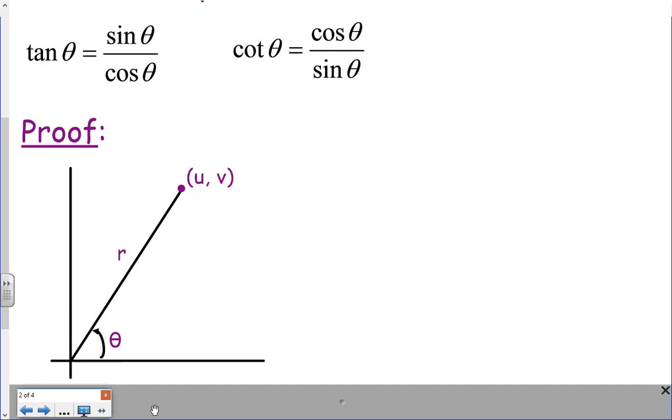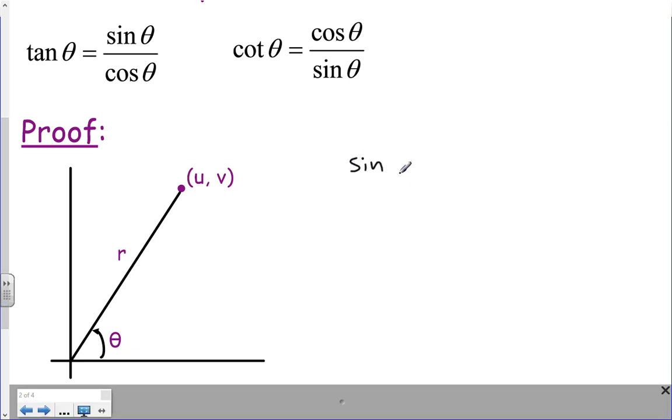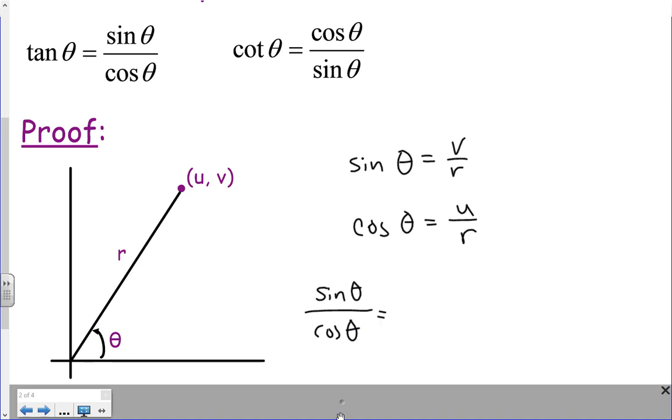All right, so let's just write down what we know about sine and cosine based on our definitions from the last chapter. We said that the sine of theta is equal to V over R. The cosine of theta is equal to U over R. And so now let's see what happens when we take the ratio, or the quotient there, of the sine of theta over the cosine of theta. I take sine of theta and I divide it by the cosine of theta. We're claiming that this is going to give us tangent. Let's see if that's what we end up with.